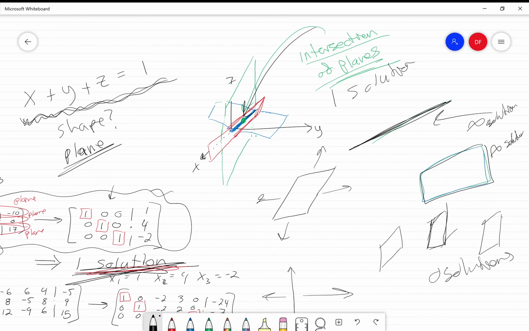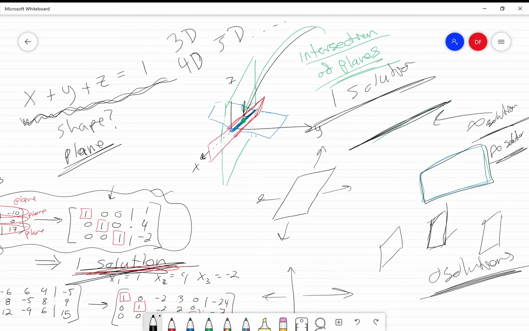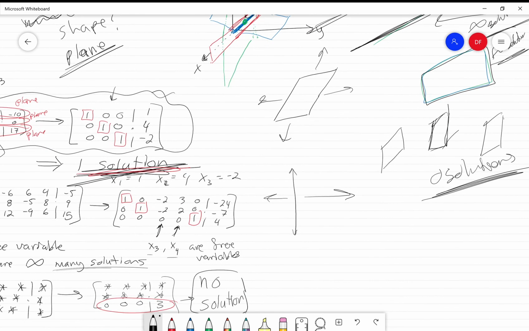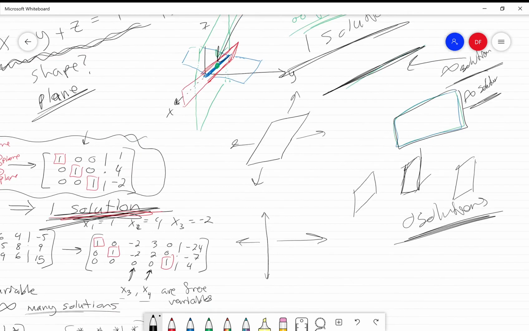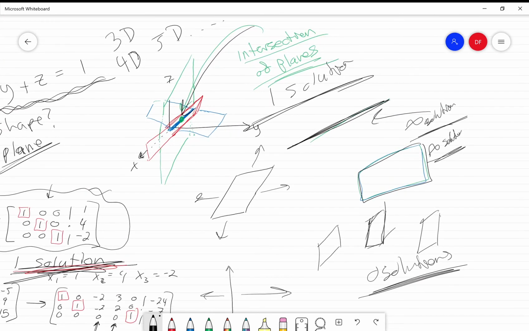So in any dimensions, 3 dimensions, 4 dimensions, 5 dimensions, no matter how many dimensions I have, a system of linear equations can either have only one solution, infinitely many solutions, or 0 solutions. And it's easy to see this in 2 dimensions. It's a little bit more difficult, but also easy to see in 3 dimensions.